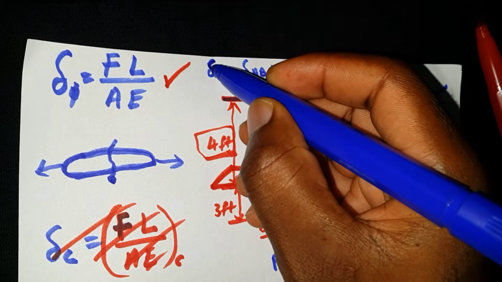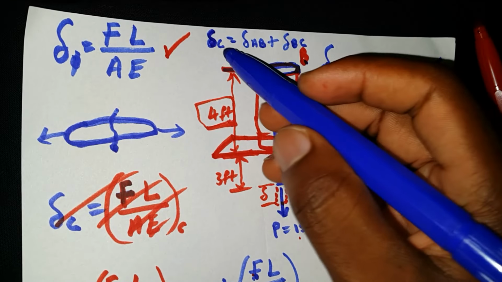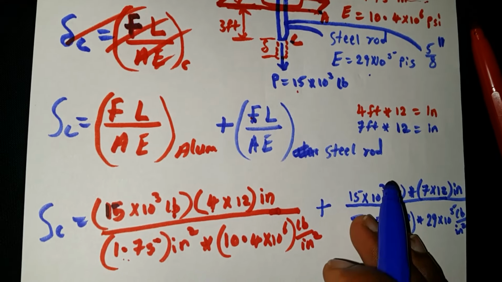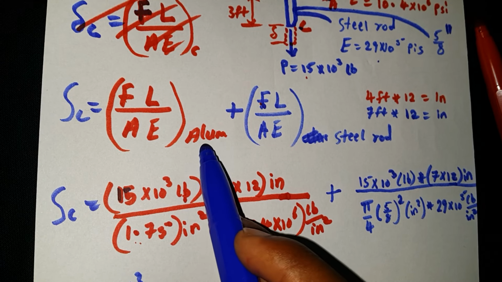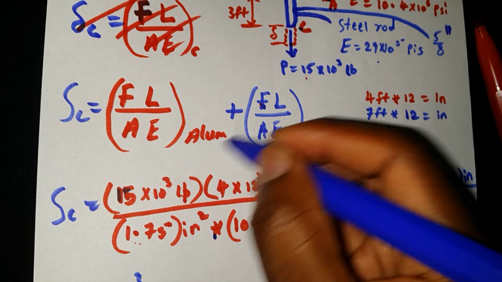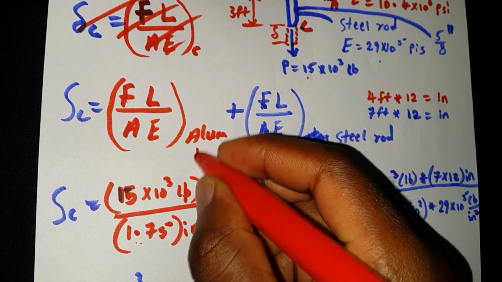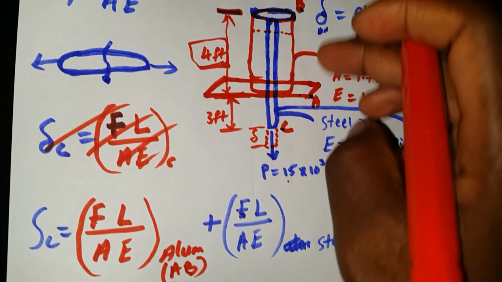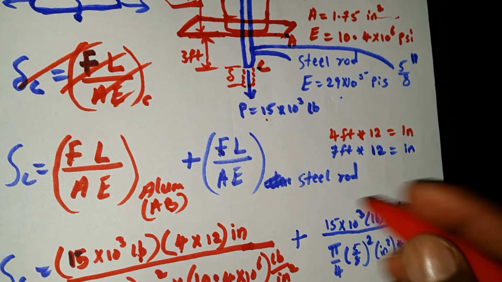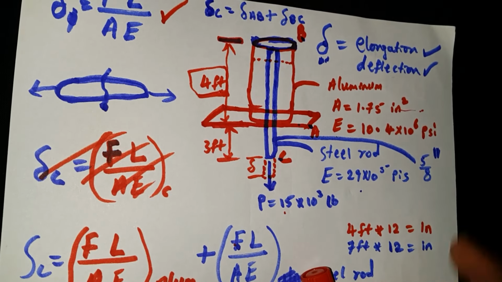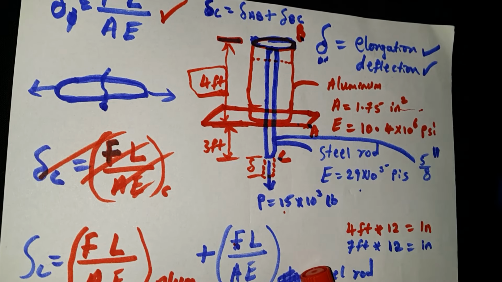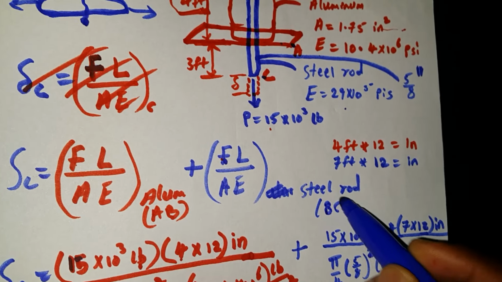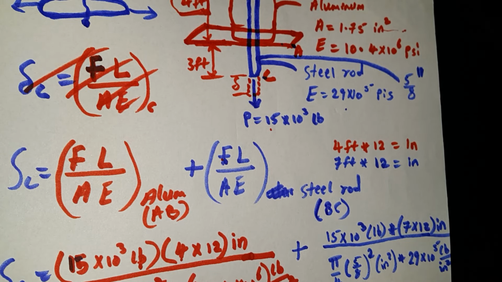This is exactly what we did here. So we said this is this, and this and this also, the two members we analyzed together to find this. So this one, the aluminum part of it, is AB, and the steel part of it, the steel rod, is here from B to C. So this is the idea.